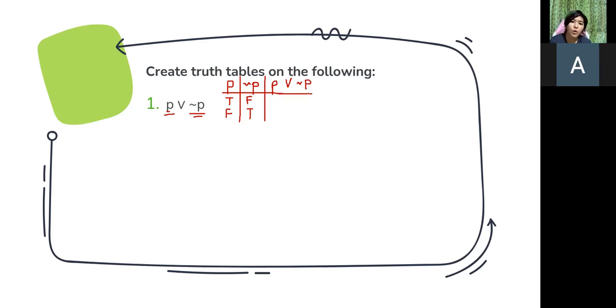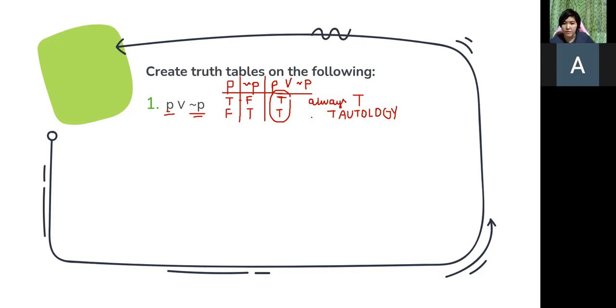Ang rule natin sa or ay basta may isang true. Basta may true. Okay? So, basta sa kanila may true. So, what do you notice? We have both true. Okay? This statement, okay, this compound proposition is always true. We call it a tautology. Sa other sections, I discussed this already. Okay, sa other sections, hindi pa.